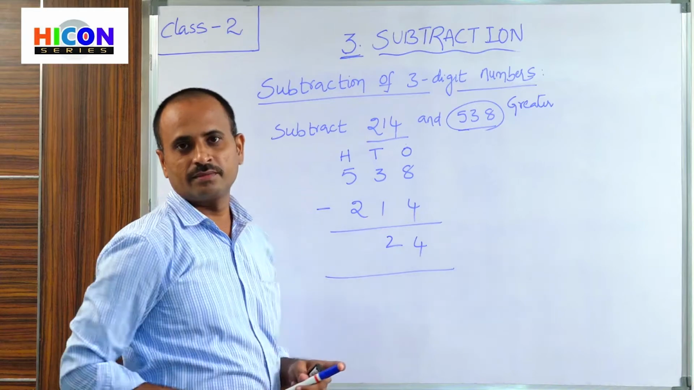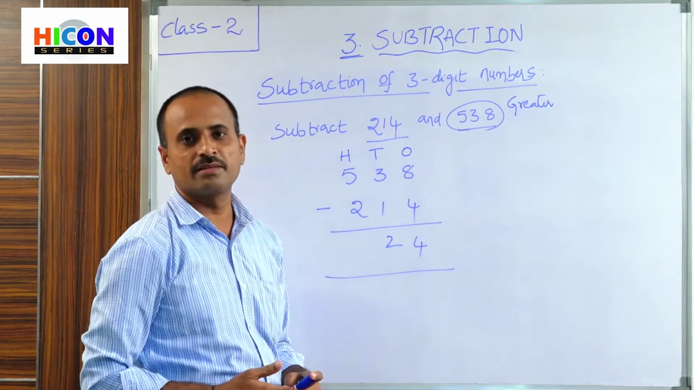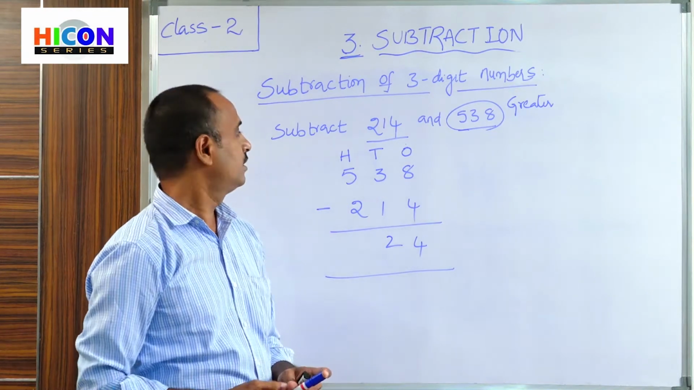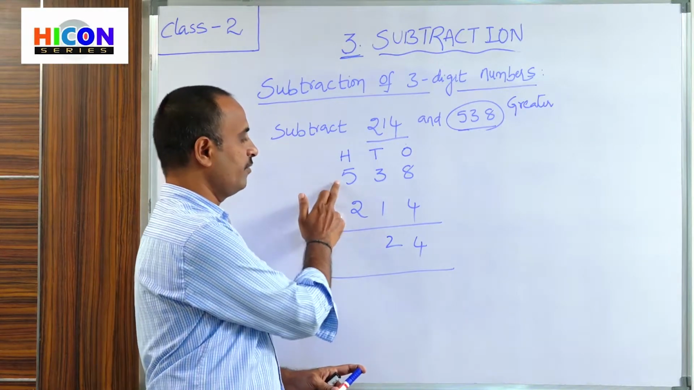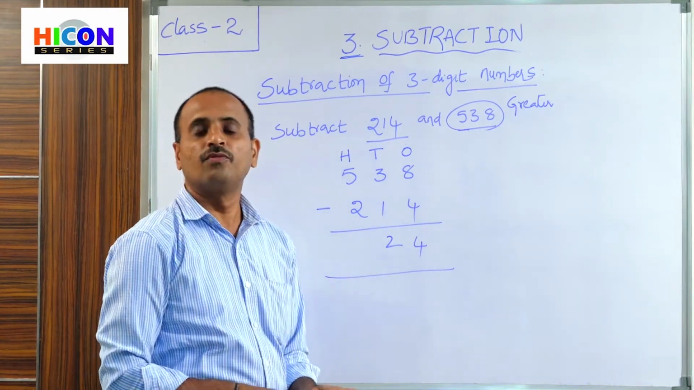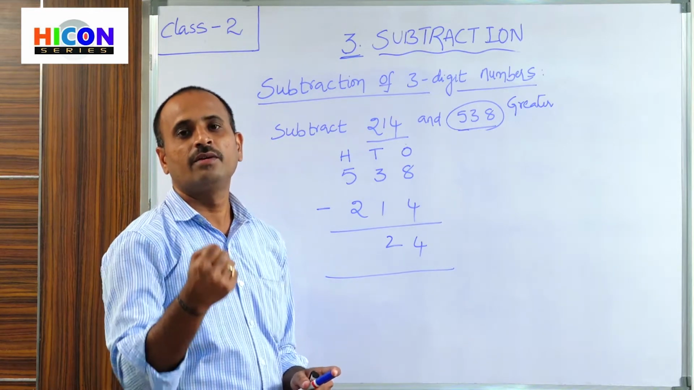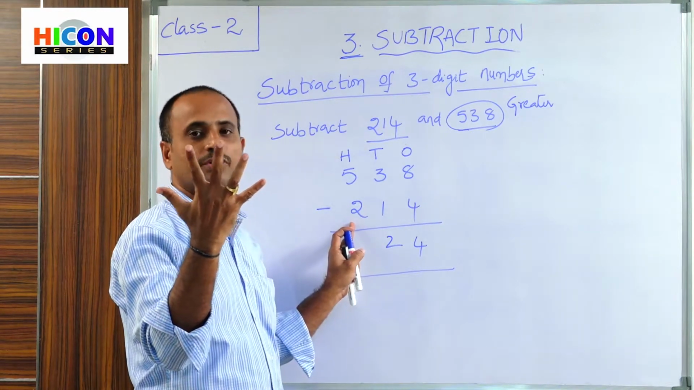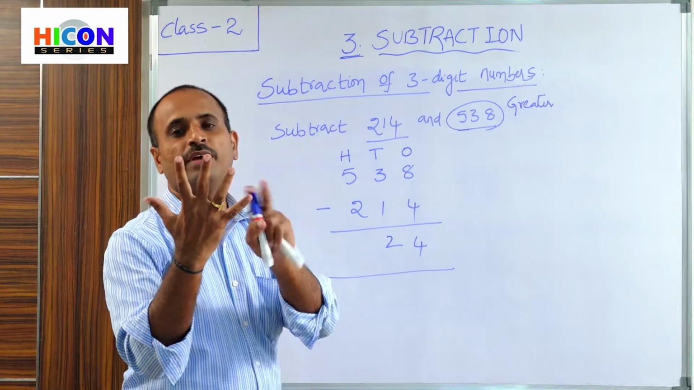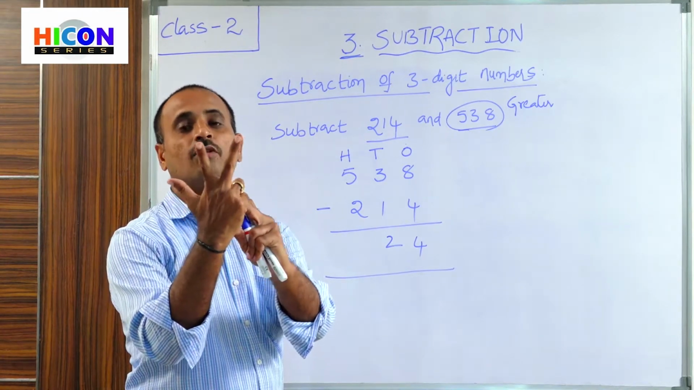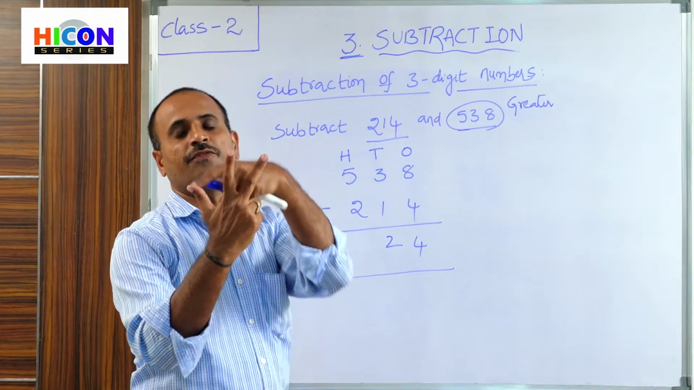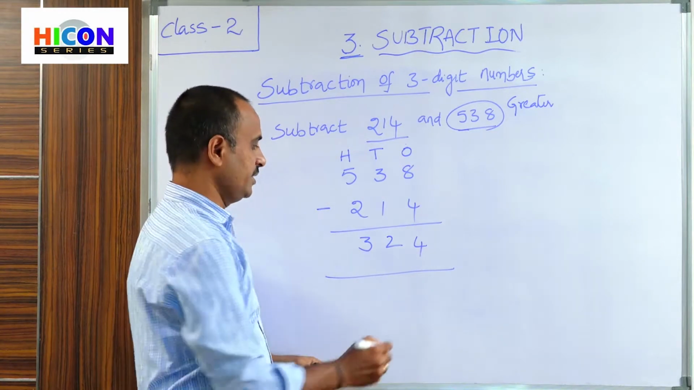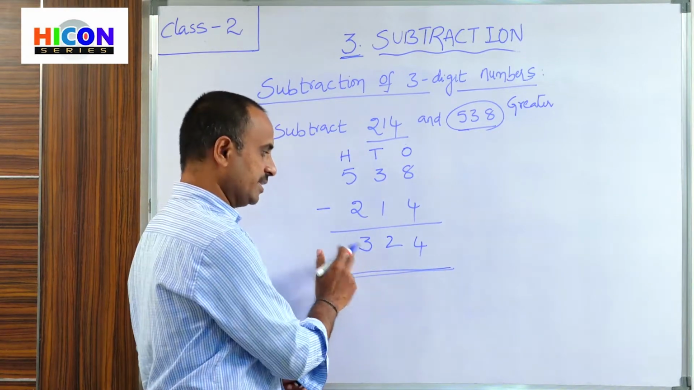Now go to the hundreds place. Subtract the digits present in the hundreds place. 5 and 2 are present in the hundreds place. So subtract 2 from 5. The first digit is 5, so open 5 fingers of your hand. 1, 2, 3, 4, 5. The second digit is 2, so close 2 fingers among the 5 fingers. 1, 2. How many fingers are left? 1, 2, 3 fingers are left. The answer is 3. Write 3 under the hundreds place. So the difference is 324. This is the answer.